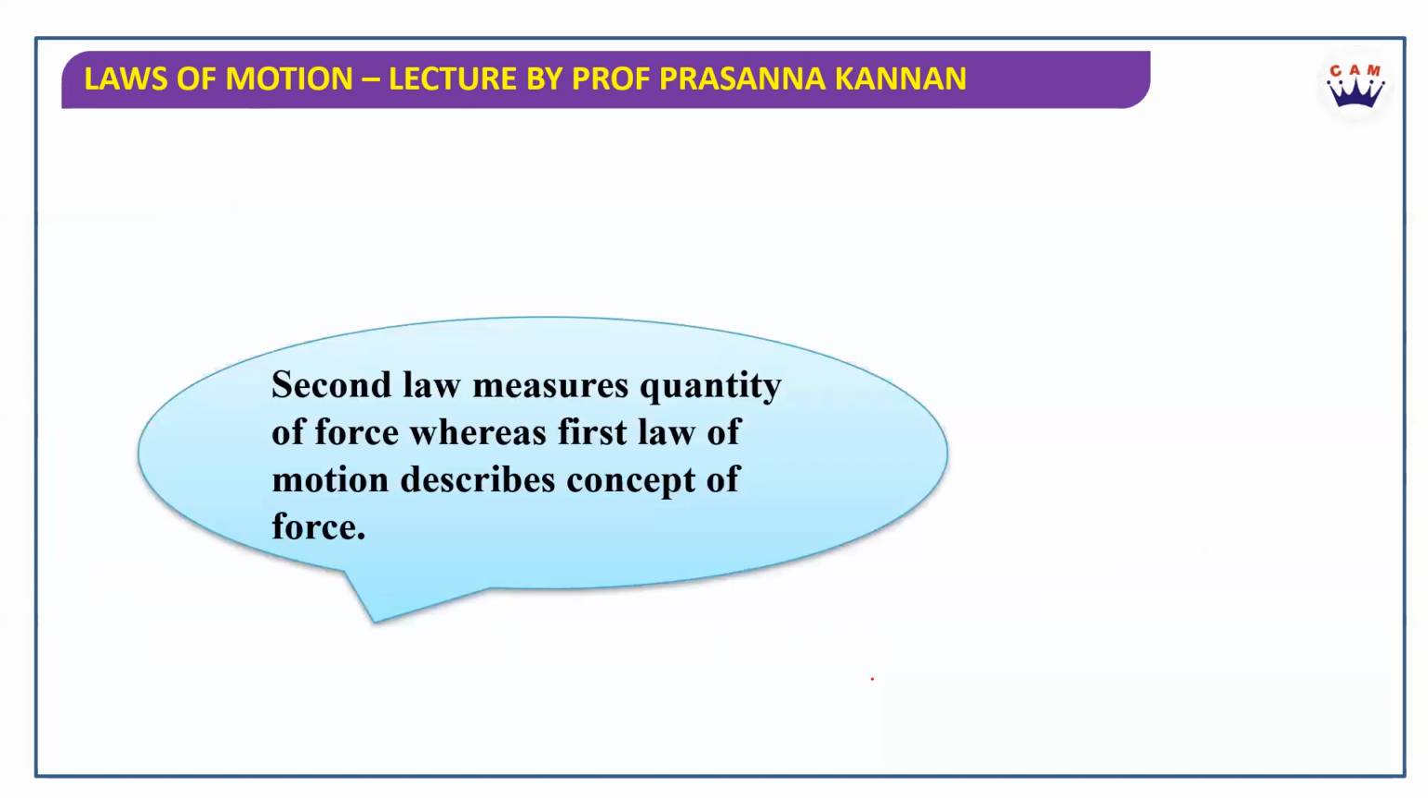The second law measures the quantity of force, whereas the first law of motion describes the concept of force. What does the first law do? Describes the concept of force. Unless an external agency called force acts, the body will not move from rest, or it will not come to rest if it's undergoing uniform motion. Correct? That's what it says. It introduces the concept of force for you guys. First law. Second law quantifies how much: F is equal to ma.